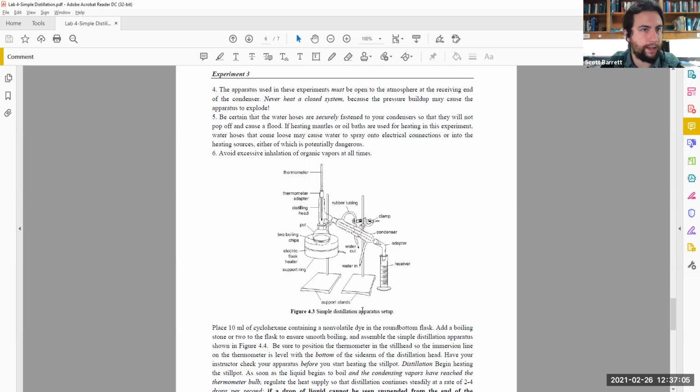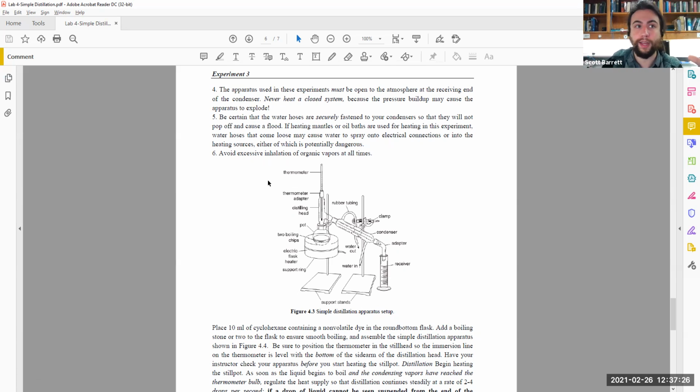Please don't write that. If you want to write down your simple distillation apparatus setup, then list out everything here, and then you'll get full credit. That is all that I want to see in your lab notebooks. Right here, you can see we have support stands to hold together our simple distillation apparatus. But what is the simple distillation apparatus?